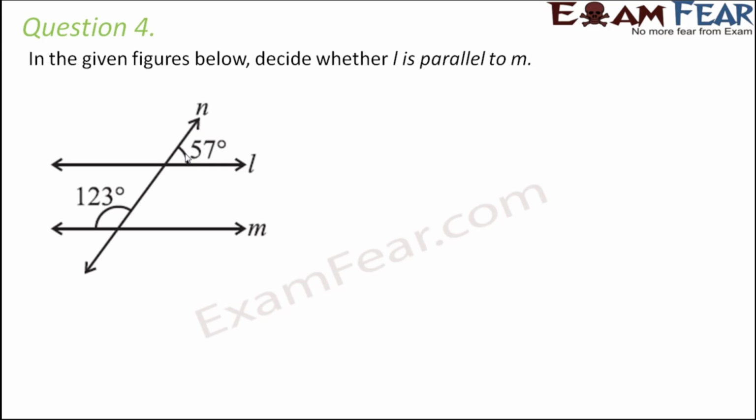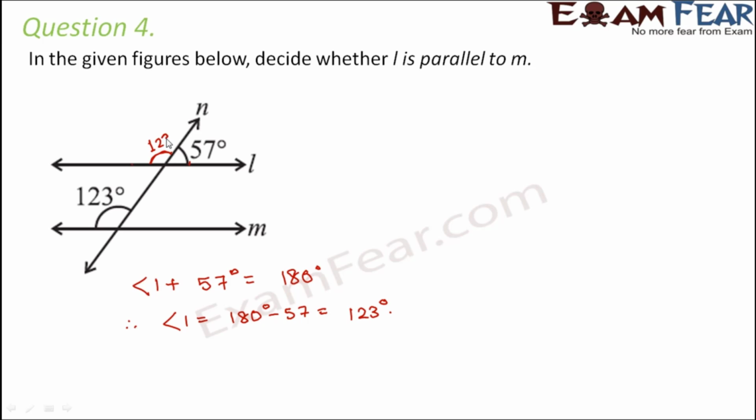So here we are given 57 degrees as this angle. Let us call this angle as angle 1. So let us try to find out angle 1, because if these two are parallel, then angle 1 should be equal to 123 degrees, because these are corresponding angles. So let us try to find angle 1. Now angle 1 plus 57 degrees is equal to 180 degrees. That's because they form a linear pair. Therefore angle 1 is equal to 180 degrees minus 57, which is equal to 123 degrees. So this angle 1 is 123 degrees.